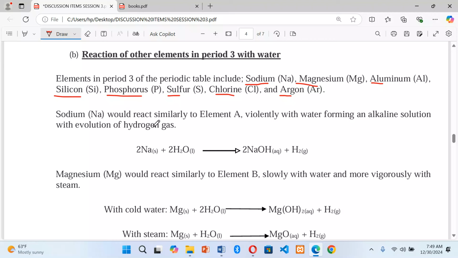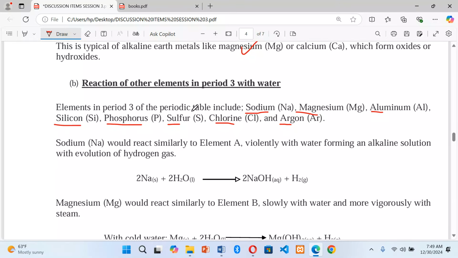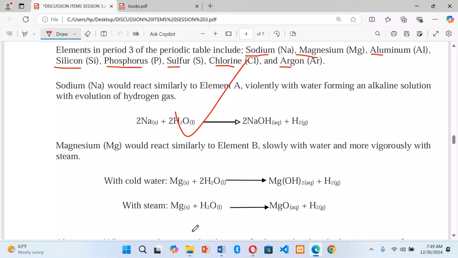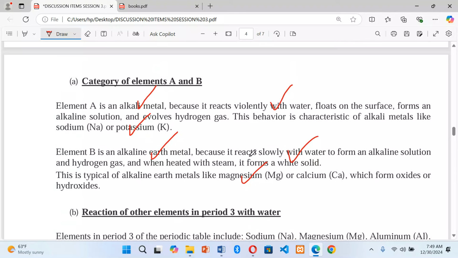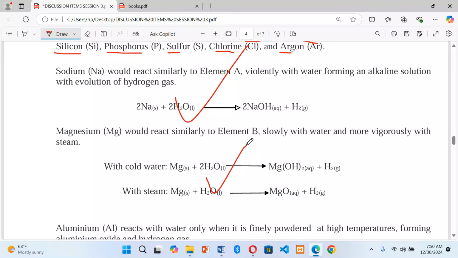So we start with sodium. Sodium would react similarly to element A. I believe we have already talked about it up here. We said element A is an alkali metal because it reacts, so we have already talked about sodium in that case. Then we can go to magnesium, which we have not yet talked about. So we're saying that magnesium would react similarly to element B. Don't forget that magnesium is also an alkaline earth metal. Alkaline earth metals are group 2 elements. If you check very well, alkaline earth metals, we said magnesium, calcium. So these are group 2 majorly, and then these are group 1. So even magnesium will react similarly to element B.